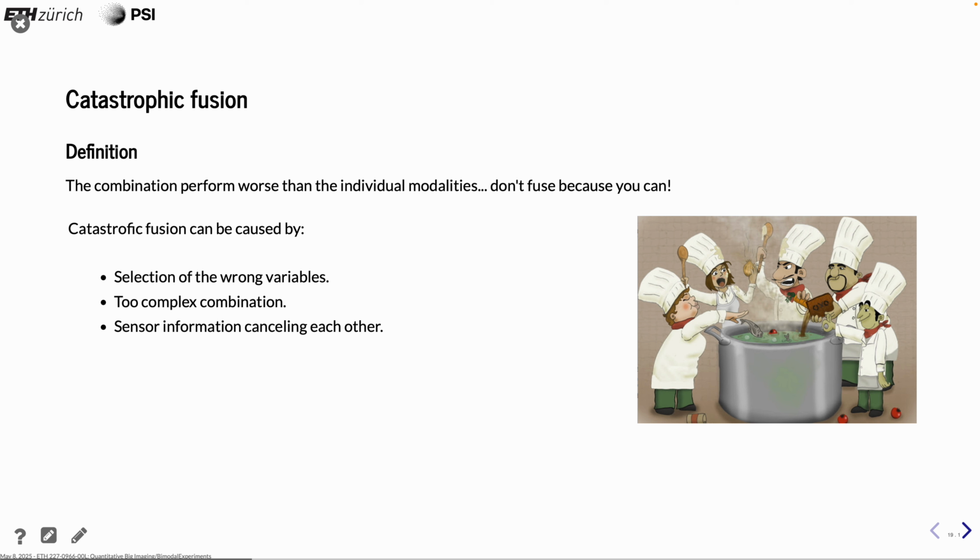And catastrophic fusion can be caused by either selecting the wrong variables, or maybe combining them too complex, or that in some sense the sensor information is cancelling. It could also be, for example, that when you do registration and have cost functions that are counteracting each other, and nothing can really happen. So watch out for these faults when you are trying to fuse data.